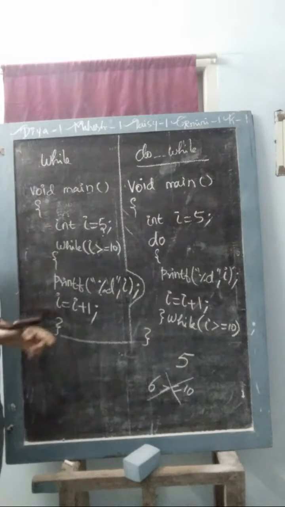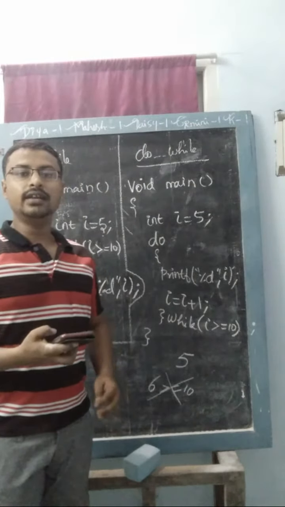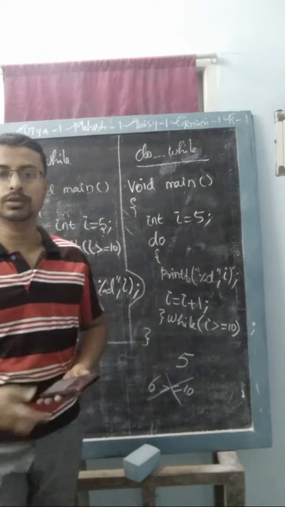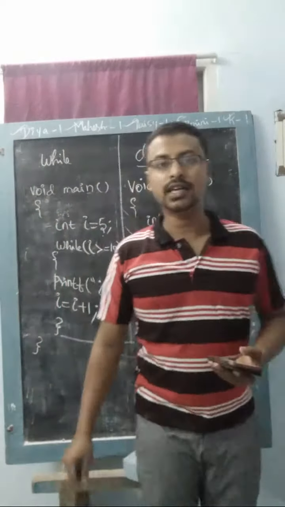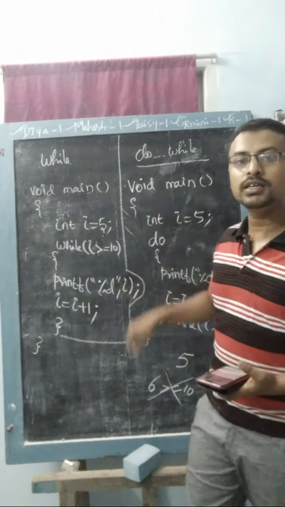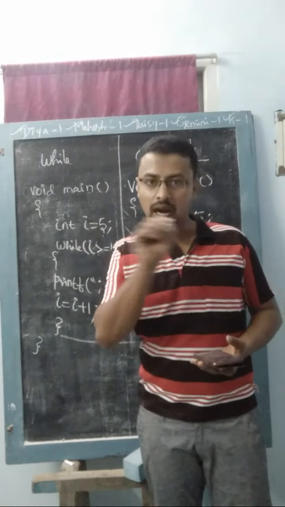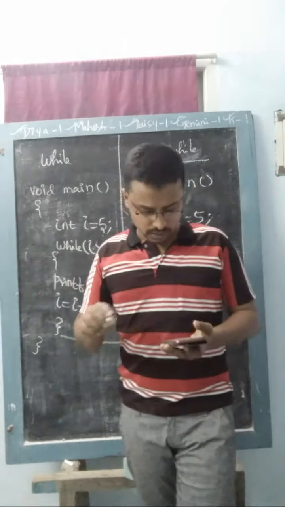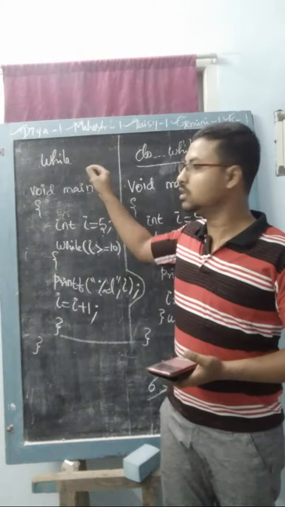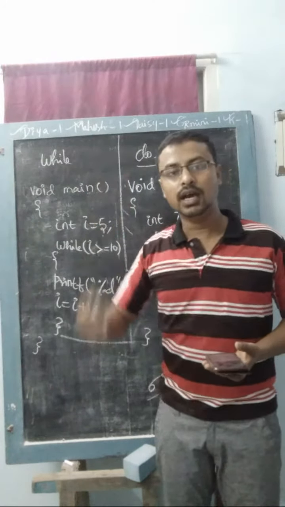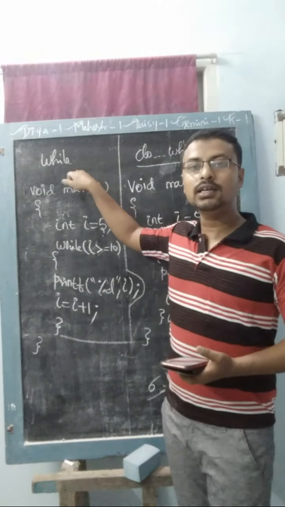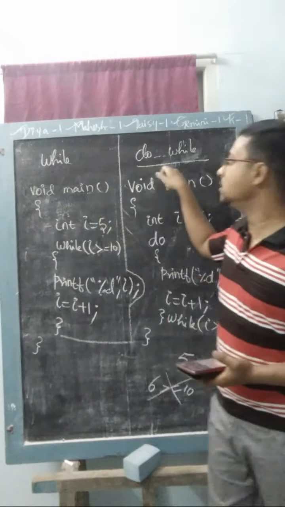Under the while, you just write it down. While loop is an entry control loop or entry check loop. And do while loop is an exit check loop. Speed is no problem. If you can't write fast, just note it down shortly, and then after the class you complete it fully. Okay, while is an entry check loop and do while is an exit check loop.